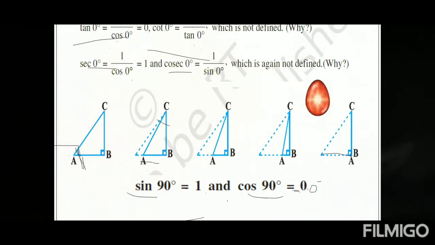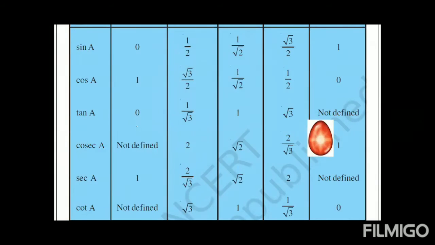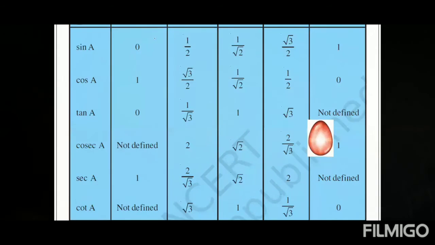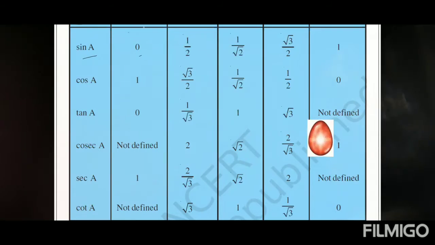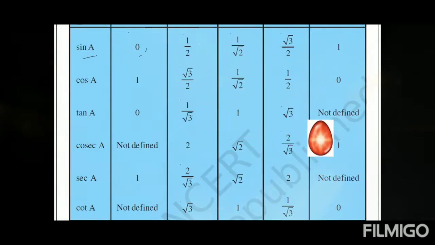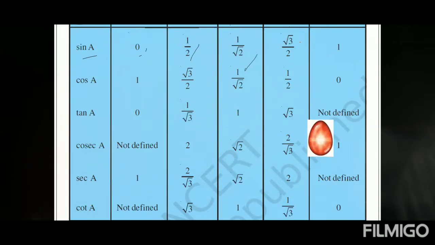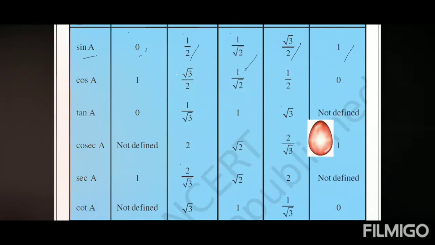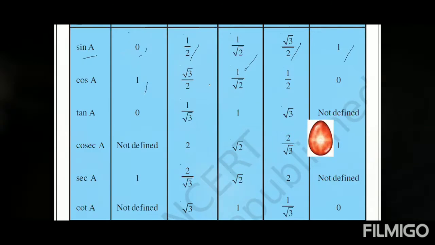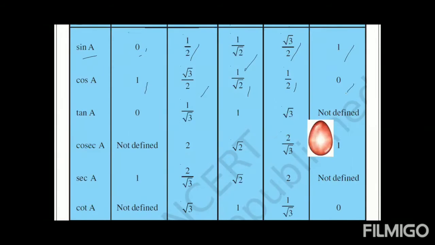Okay, so moving on to the next slide. This is the table you need to know. Sine A: for 0 degree is 0, for 30 degrees 1 by 2, 45 degrees 1 by root 2, 60 degrees root 3 by 2, and for 90 degrees is 1. Cos A: 0 degree is 1, 30 degrees is root 3 by 2, 45 degrees 1 by root 2, 60 degrees 1 by 2, and 90 degrees is 0.